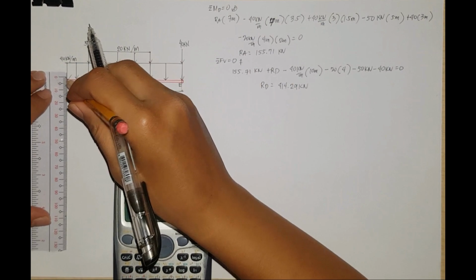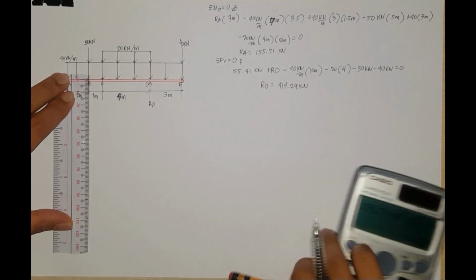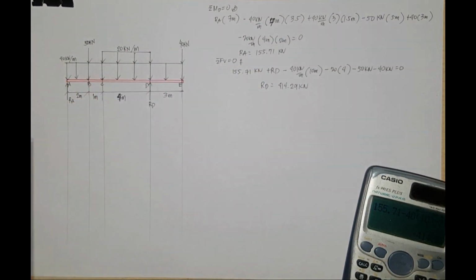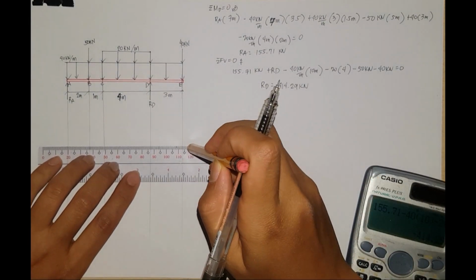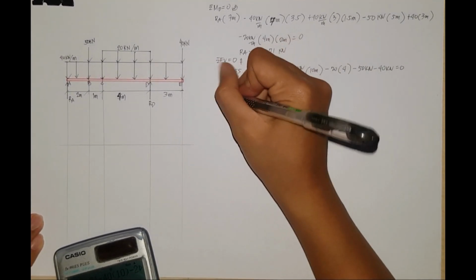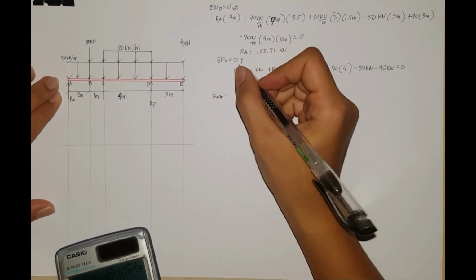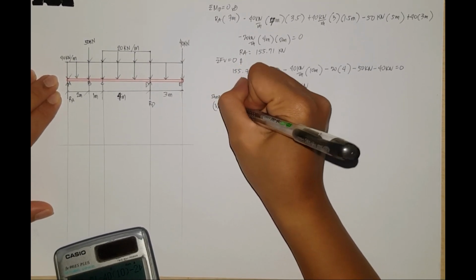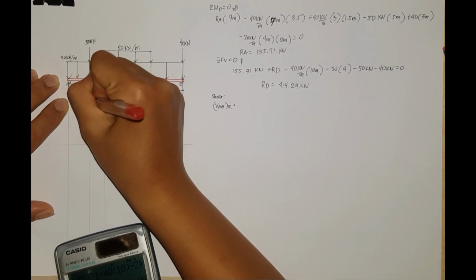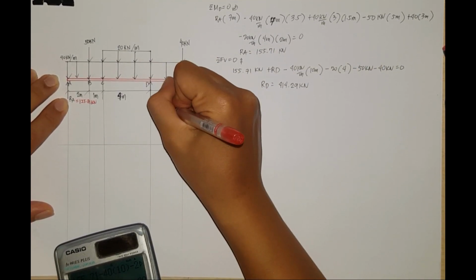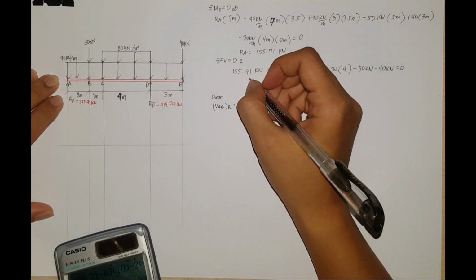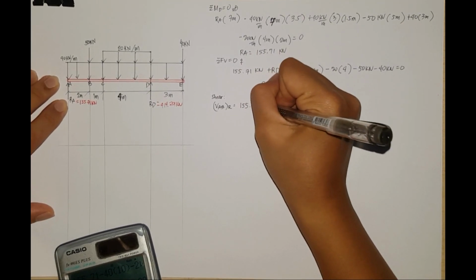So we are now ready to plot the diagram or to get the points of the diagram. So for the shear, hanayin natin dito. So we have VAB, papuntang right. So is there any point load? Yes, we have, which is the reaction at A. So sulat lang natin. Then reaction at D, we have 414.29 kilonewton. So VAB, right. We have a point load which is equal to 155.71 kilonewton.